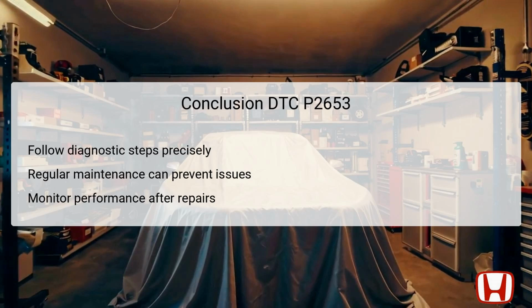In conclusion, troubleshooting DTC P2653 requires following a structured approach to diagnose the rocker arm oil control solenoid issues effectively. By verifying the problem, checking solenoid resistance, and inspecting wiring continuity, you can isolate and rectify the fault. Regular maintenance and quality checks are essential aspects in preventing future occurrences of DTCs. After repairs, it's important to monitor engine performance closely to ensure successful resolution of the issues.